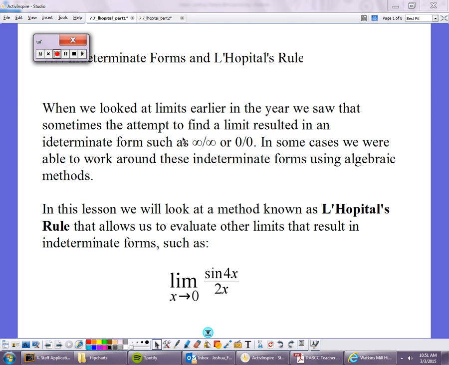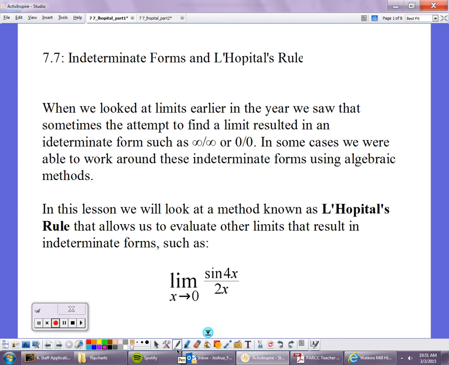All right, in this video and the next video, I'm going to talk about indeterminate forms and L'Hopital's rule. I'll talk about what that means exactly. So earlier, when we looked at limits at the beginning of the year, we saw that sometimes when we're trying to find a limit, we get an indeterminate form such as infinity over infinity or 0 over 0. In some cases, we were able to work around these using some algebraic methods, and sometimes we aren't.